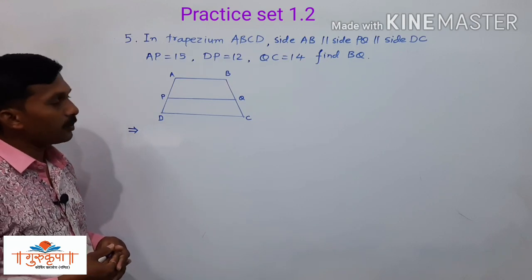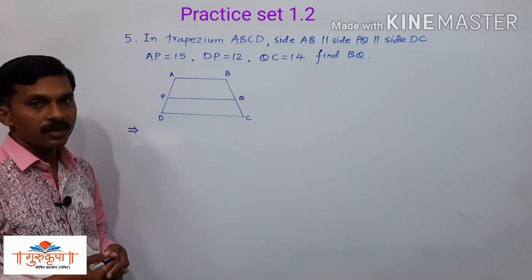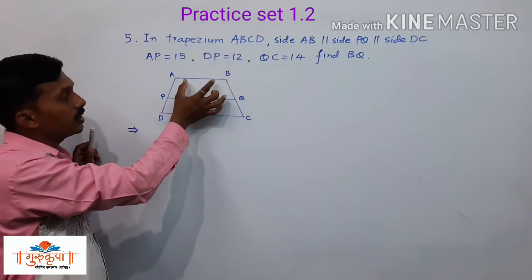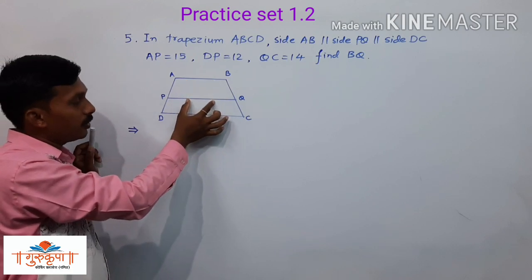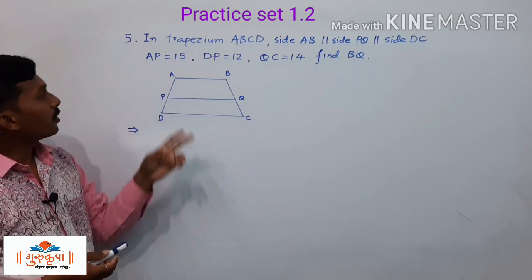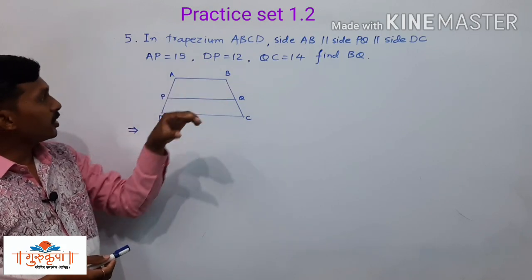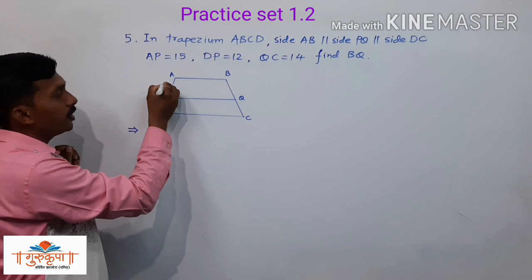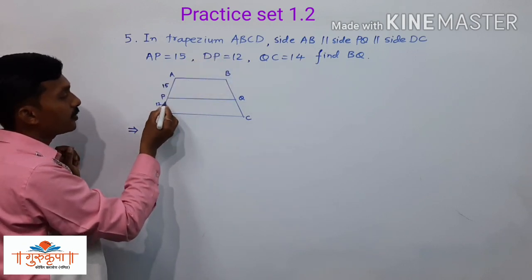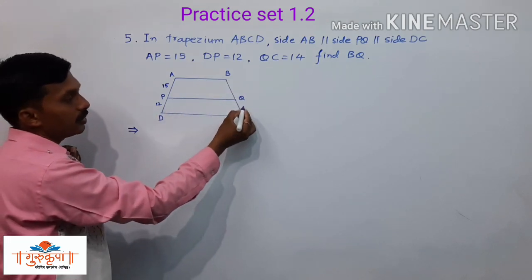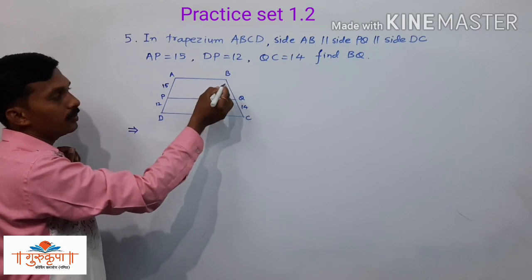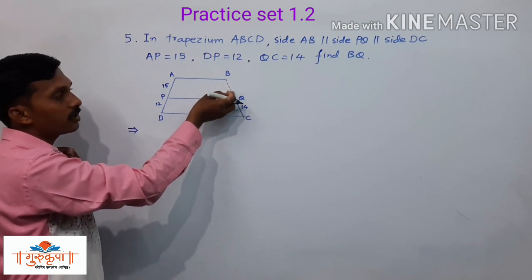We have been given a trapezium ABCD, and it is also given that AB is parallel to PQ, which is parallel to DC. That is the given information. Here we have been given the measurements of three segments: AP is 15 units, DP is 12 units, and QC is 14 units. We have to find BQ, this segment.